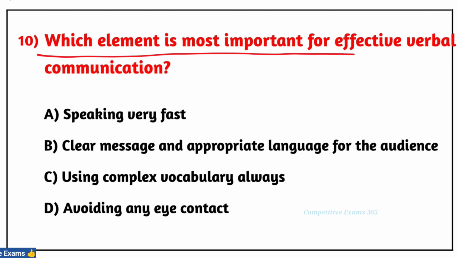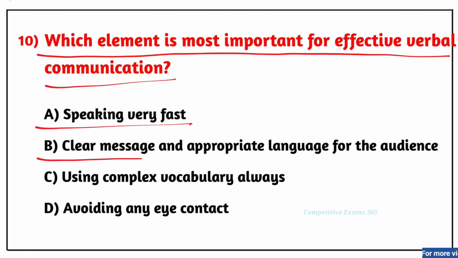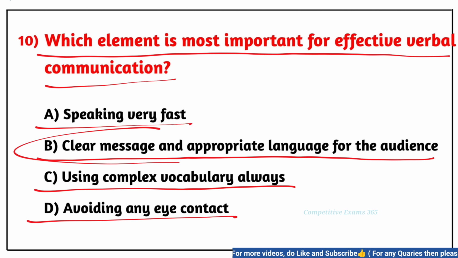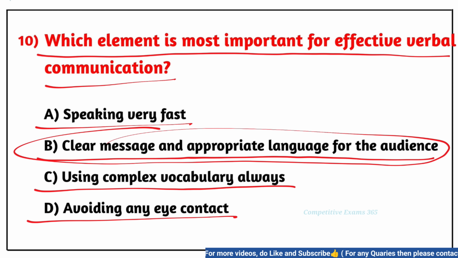Tenth question. Which element is most important for effective verbal communication? Option A, speaking very fast. Option B, clear message and appropriate language for the audience. Option C, using complex vocabulary always. Option D, avoiding any eye contact. Option B, clear message and appropriate language for the audience.